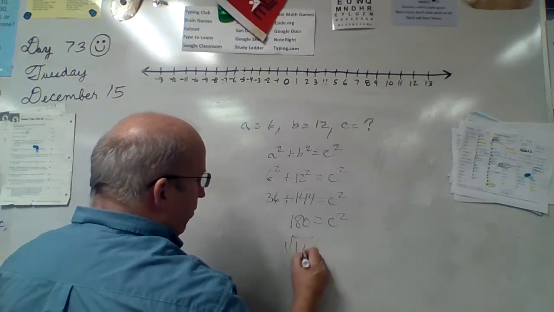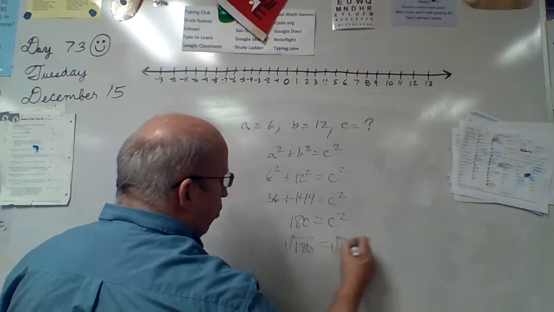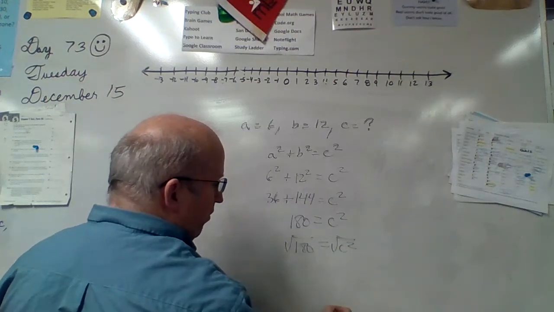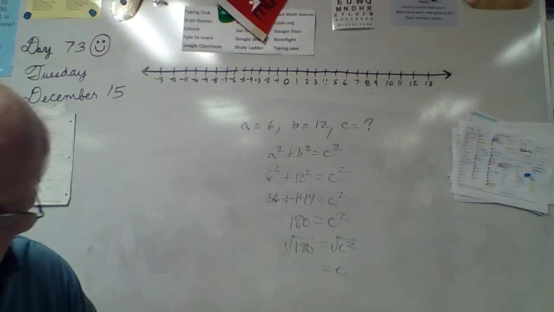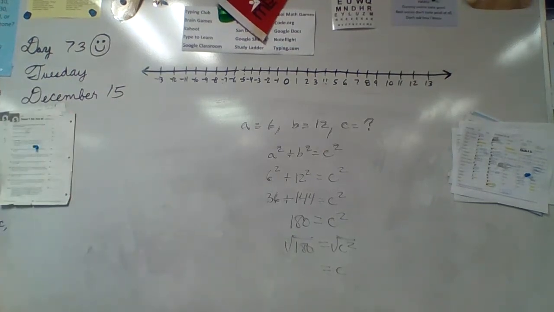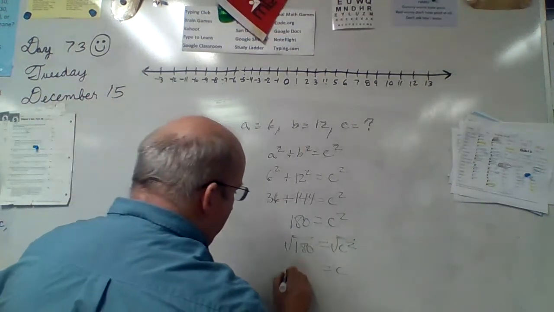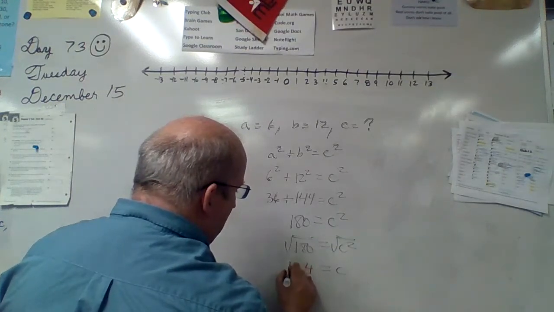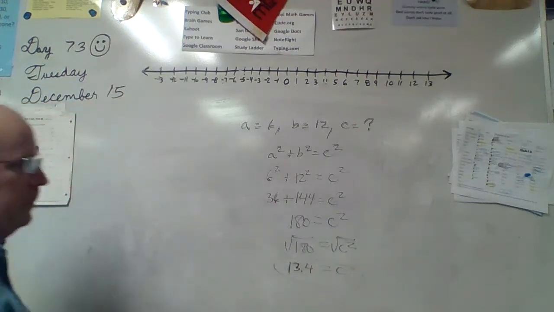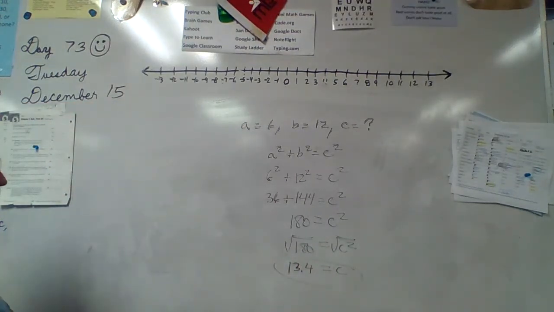I then, remember this, take the square root of both sides, and I get a c value equaling whatever the square root of 180 is, which is smaller than 14, but it's bigger than 13. I get approximately 13.4 as my value of c. Okay?